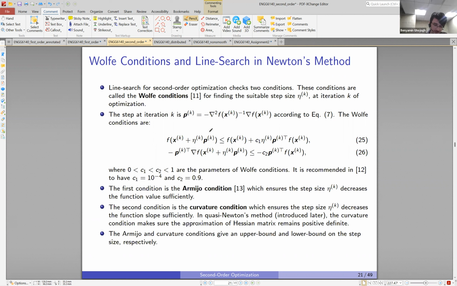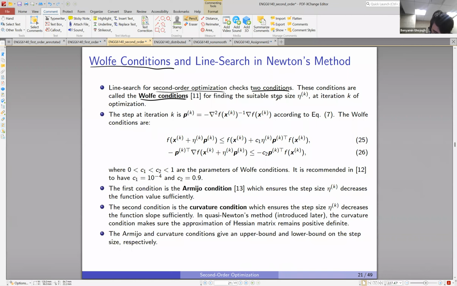Here we introduce Wolfe conditions. If you remember, when we were introducing line search and backtracking line search, also called Armijo line search, we said there is also Wolfe line search or Wolfe conditions, but we usually use that for second order methods, and we will study that. Here it is. The line search for second order optimization usually checks two conditions, and these conditions are called Wolfe conditions. Wolfe was a scientist in optimization.